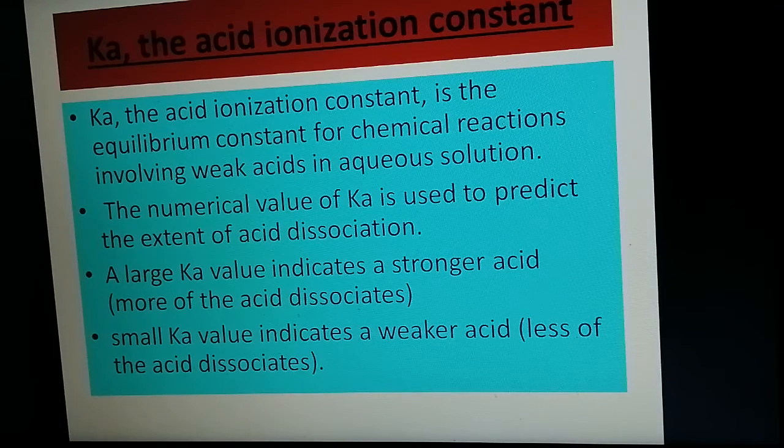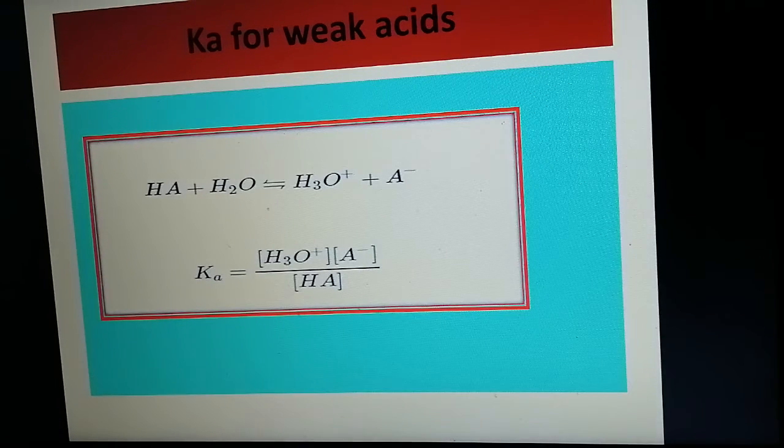You know that a strong acid means it is completely dissociated in solution. A weak acid means it is only partially dissociated in solution. So a larger value of Ka means a strong acid, and a smaller value of Ka means a weak acid. This we have already done. Suppose HA is a weak acid, how do we write the Ka? Till here we have done in the past classes.